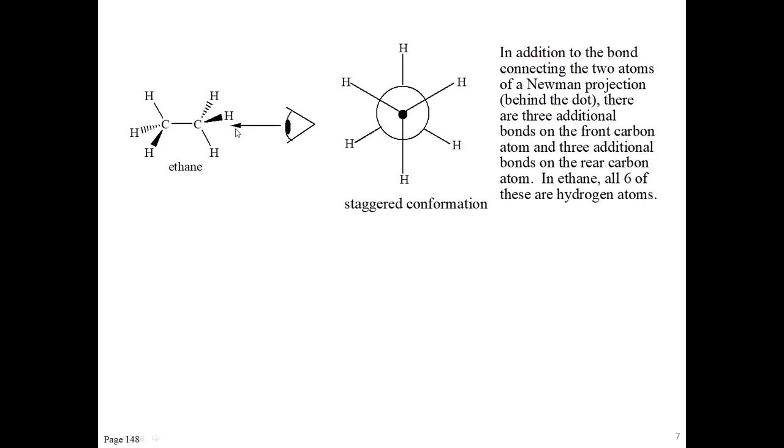Okay, now if we add in what's on ethane, it's very simple because all of the other bonds are to a hydrogen. So all the way around, all 6 positions are hydrogen. We're going to look at more complicated molecules as we go through this, but initially this just tells us we filled in the blanks, the 6 blanks, 3 on the front with hydrogen, 3 on the back with hydrogen. Okay, so there's our staggered conformation.